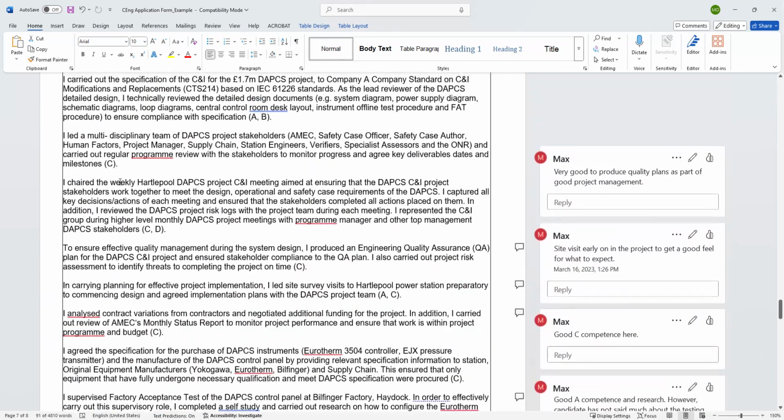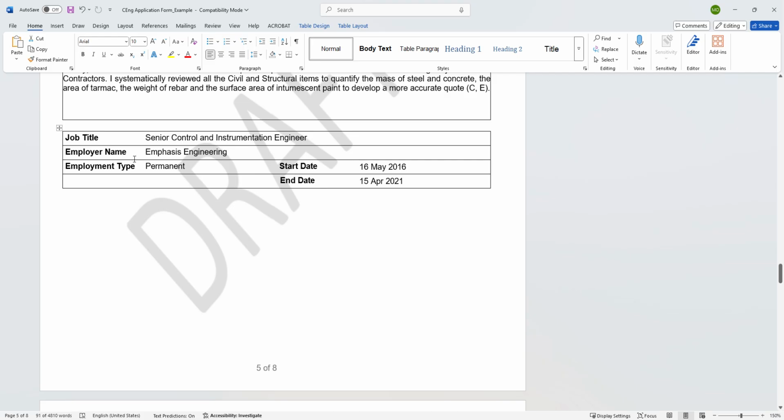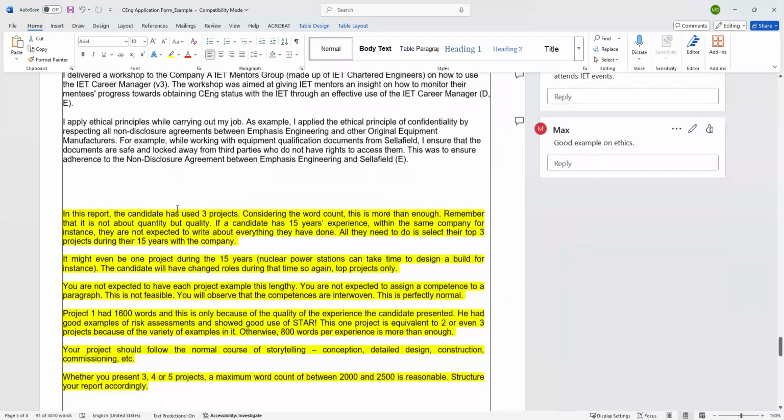So this is one experience, this one. This is one role. If you have 800 words, that is more than enough. If you had 3 roles, 3 times 800 gives 2,400 words. That is more than sufficient.